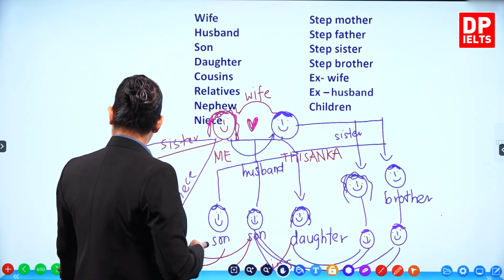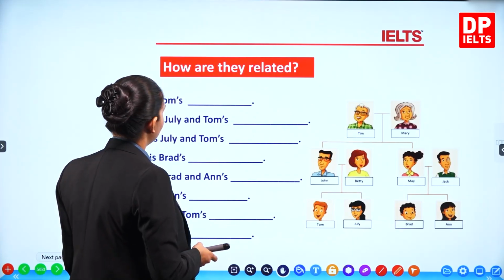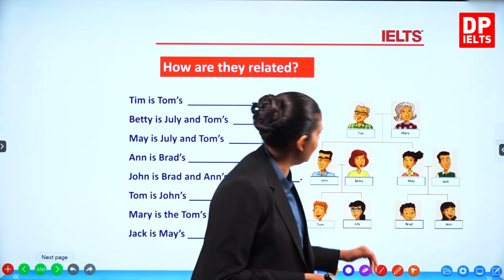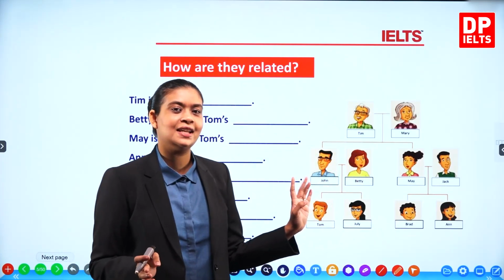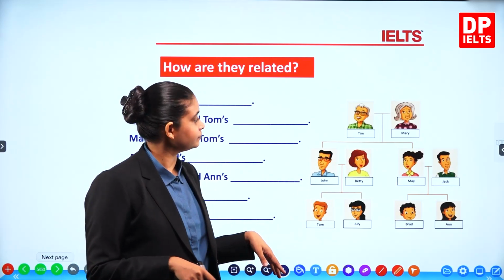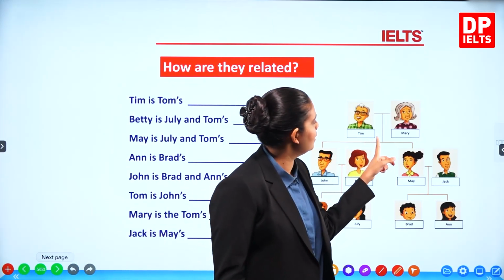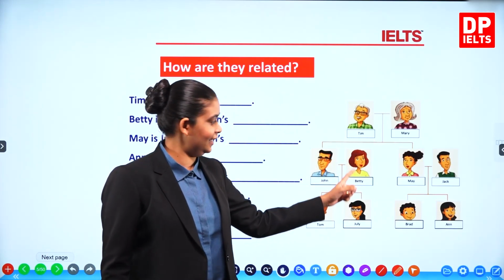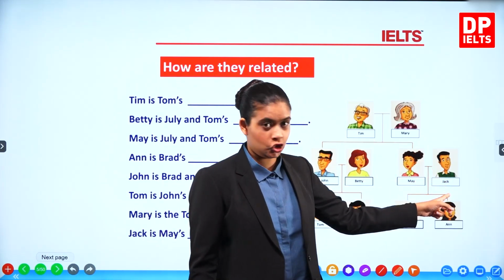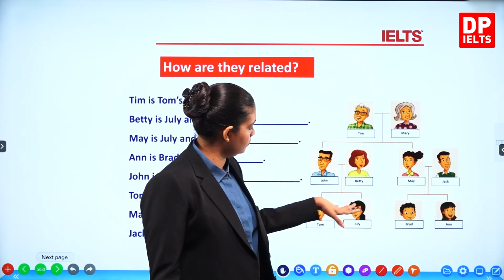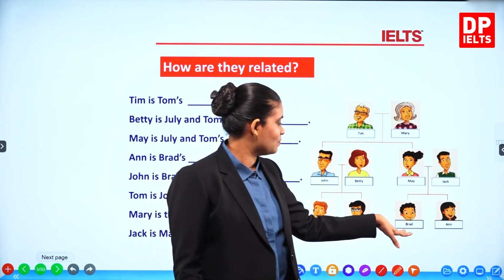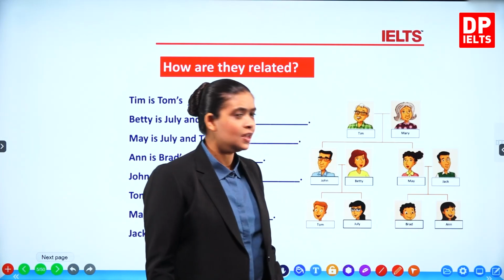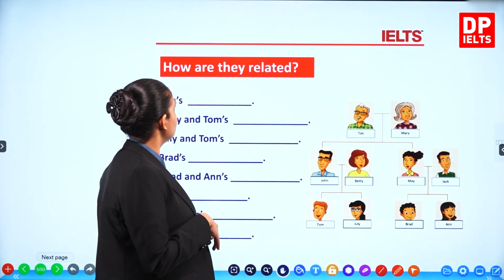Okay, so moving on. How are they related? So we are having a look at a nice family tree. We have Tim, Mary, John, Betty, May and Jack, Tom, July, Brad and Anne. So let's have a look at the family tree.